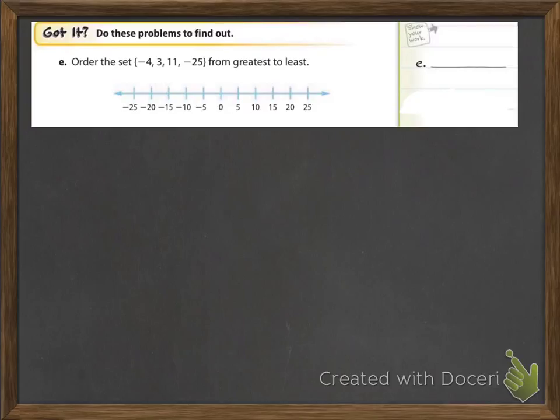So what I want you to do now is pause the video. No, really pause it. And I would like you to order the set that they've given you here from greatest to least. Notice what I asked you to do first: I asked you to make sure that you put a box around what they're asking from you. You want to make sure that that is correct.